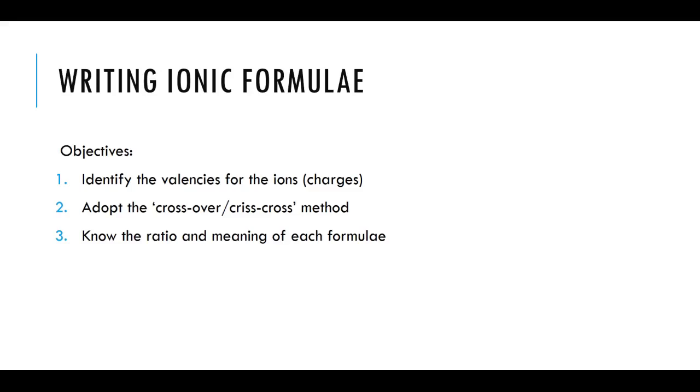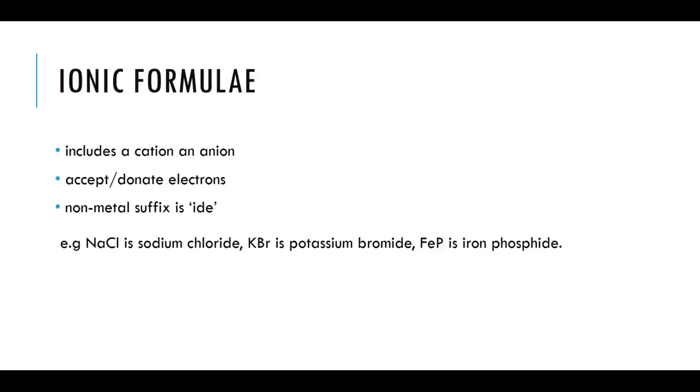There are three objectives. The first is to identify the valencies for the ions. These are the charges that they have. The second is to adopt the crossover, also known as the crisscross method, to find the formula. And the third is to know what the ratios mean and to understand what the formula is telling us.